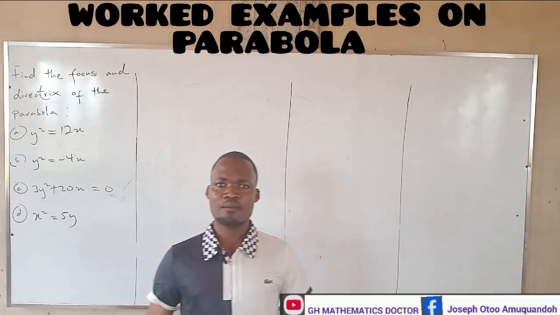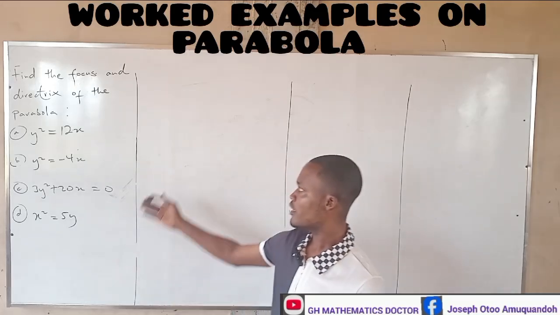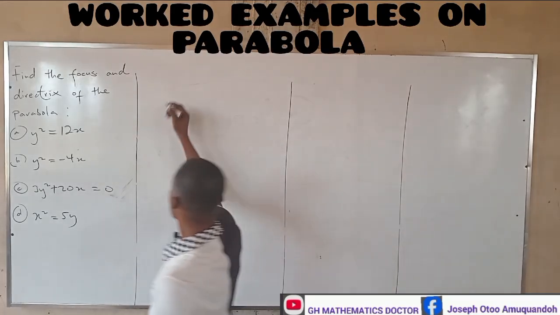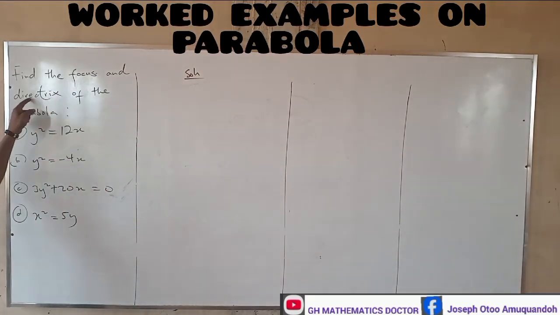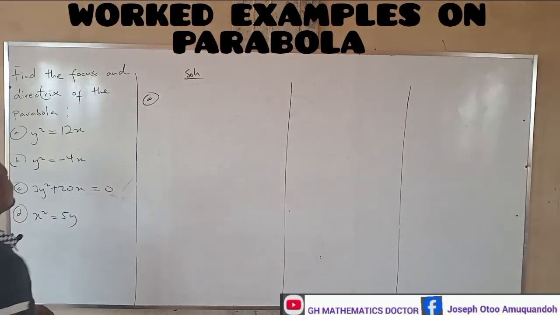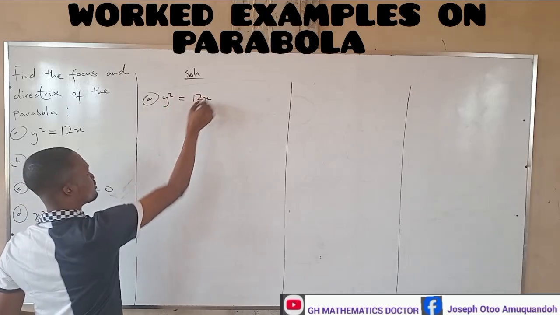Let's look at the word example on the orientation of parabola. We have a question here. We have been asked to find the focus and the directrix of each of the following equations of parabola. Starting with the first question, y squared equal to 12x.